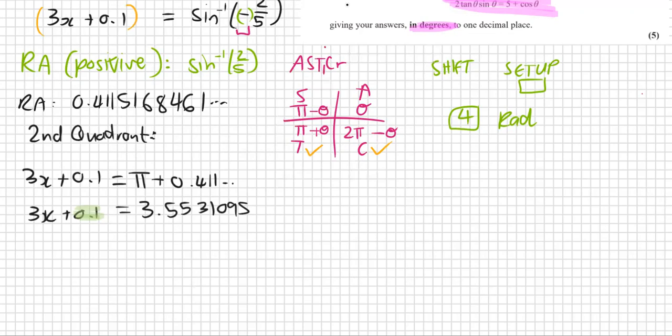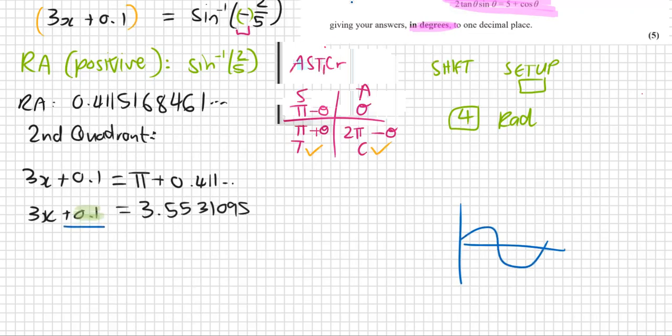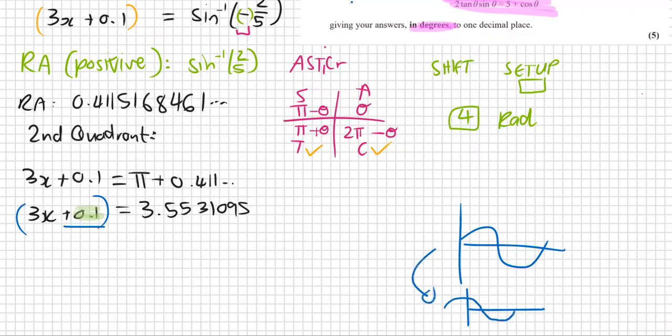So if we had a little sine graph drawn, the plus 0.1 moves it not to the right. Because it's within this bracket, it's counterintuitive, so it moves it to the left. It's been shifted by 0.1 radians a little to the left. Okay. This is not drawn to scale, but it's going to be shifted a little bit to the left.